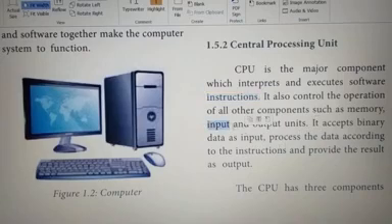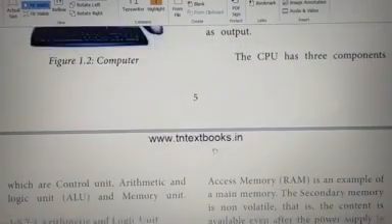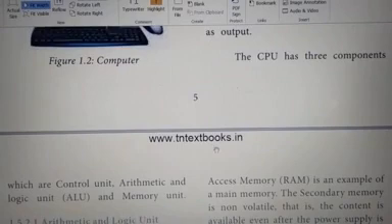The input and output unit accepts binary data as input, processes the data according to the instructions, and provides the result, which is called the output. Input takes binary digits. I already told you that binary digits, everything a machine stores, are zeros and ones. That is called binary digits.